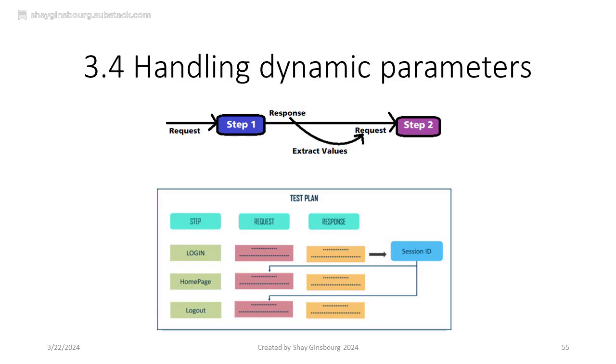Login request: capture the session ID from the login response and use it in subsequent requests. Search request: parameterize search queries to simulate different users searching for products. Checkout request: handle cart IDs, product quantities, and payment details. For tools, JMeter provides built-in elements, CSV Data Set Config and Regular Expression Extractor, to handle dynamic parameters. Remember that understanding your application's behavior and identifying dynamic values are essential for successful load testing.